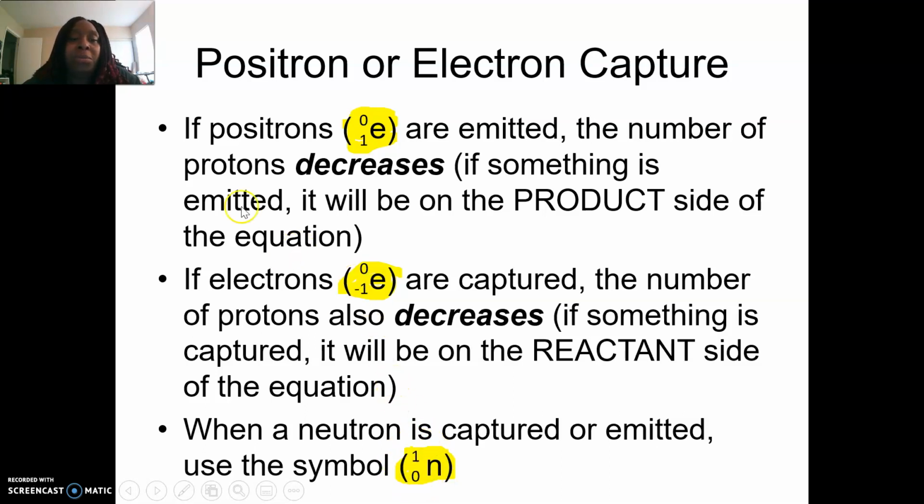So key things from this slide. Remember, positrons are notated with a superscript of a 0, a subscript of 1, and a lowercase e. If it is emitted, the number of protons is going to decrease, and you're going to put this symbol on the product side of your equation. In terms of electrons, if they are captured, you're going to notate it like this.